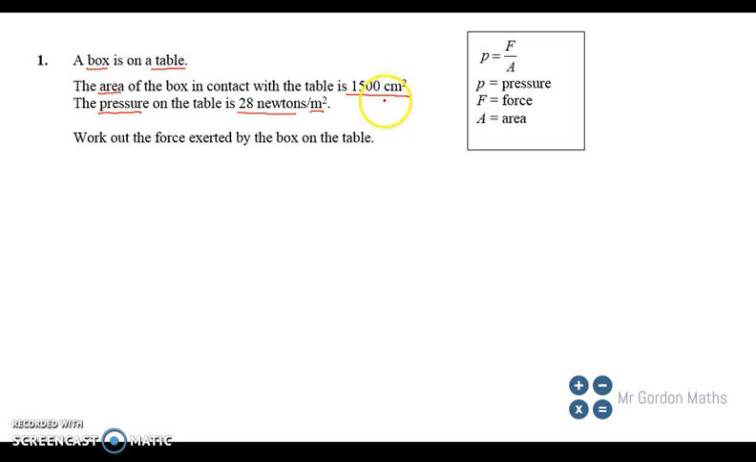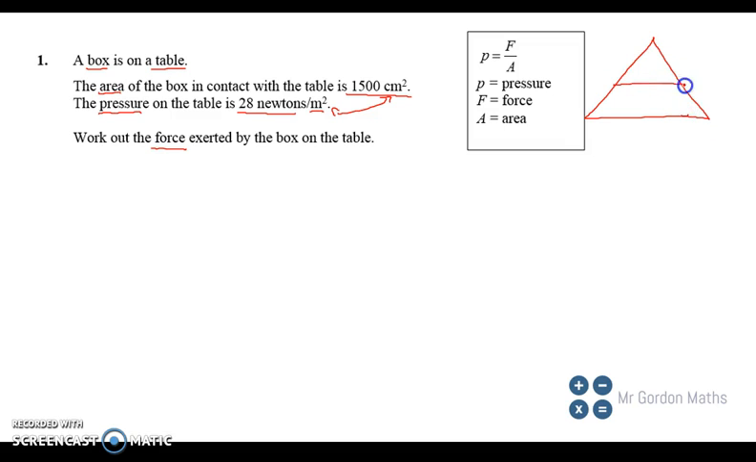So we already have a bit of an issue here, with our units not in the same unit. So work out the force. We're looking for the force exerted by the box on the table, and they've given us the relationship, the formula set up here for pressure, force, and area.